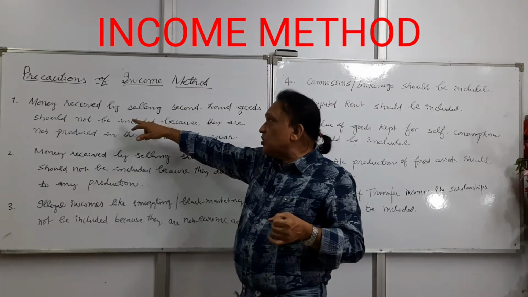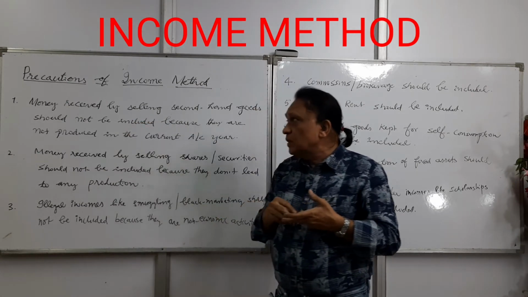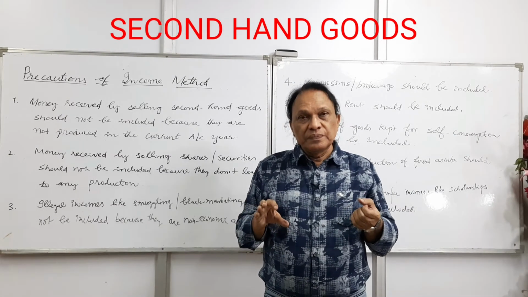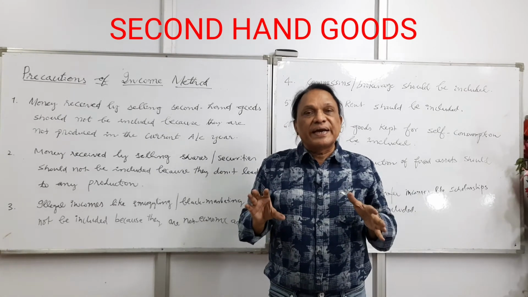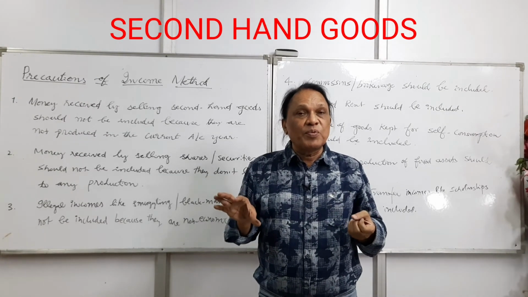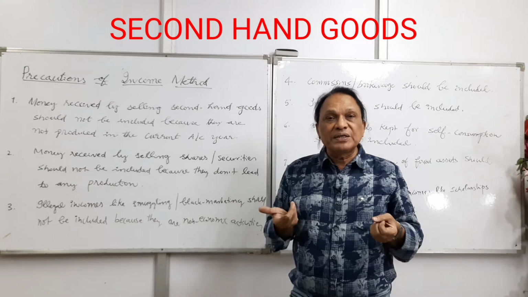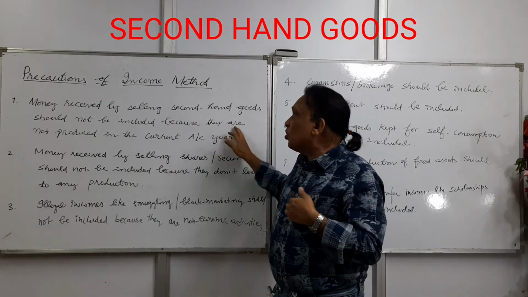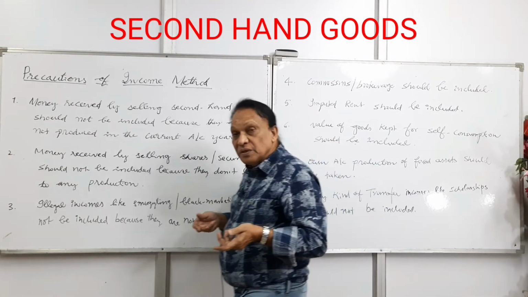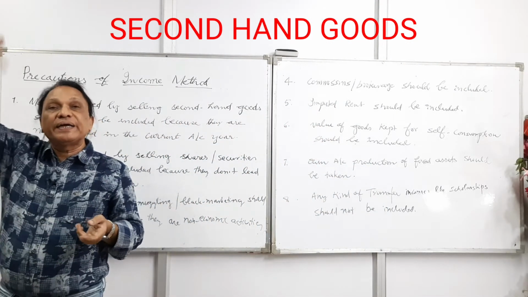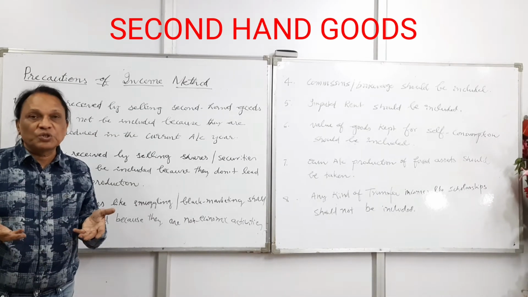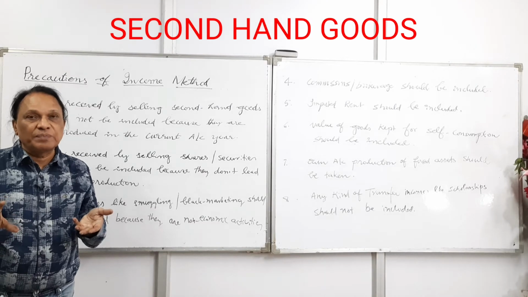The first precaution is money received by selling second-hand goods. Money received by selling any second-hand good, maybe a car, a computer, a laptop, a mobile phone, anything, should not be included because they are not a part of the current year production. They have been taken in the year they were manufactured. They are not being produced this year, so please don't take them while calculating national income.